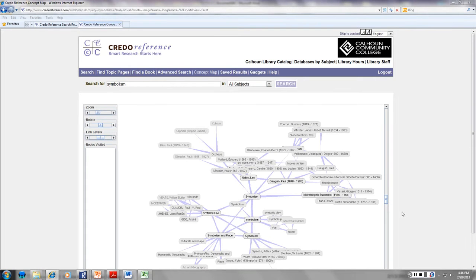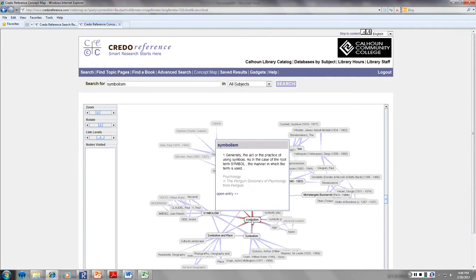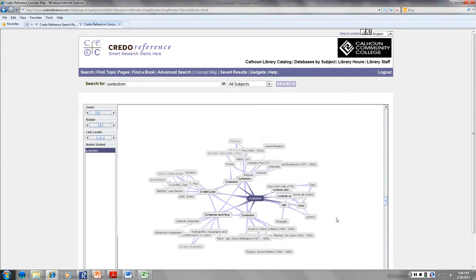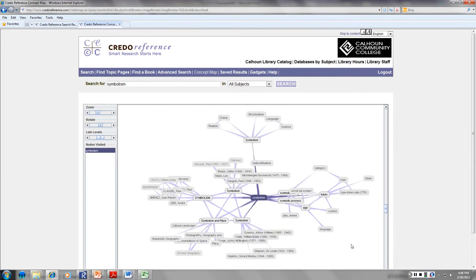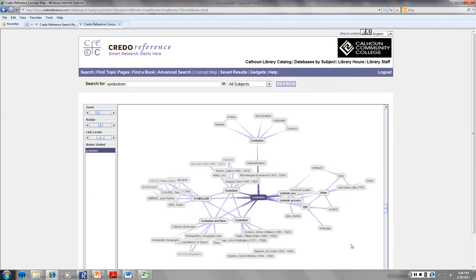When you go to the library database, if you go to Credo Reference and you look at the concept map and put symbolism in, you'll notice that you get a variety of connections. If I look at symbolism here, it redirects me slightly so I can look at specific kinds of symbolism, and you notice it also refers us to particular authors.